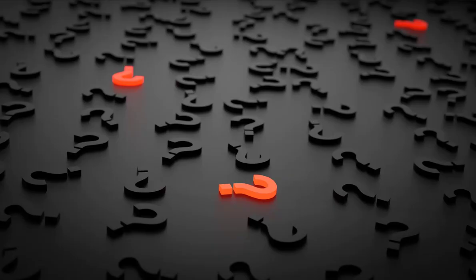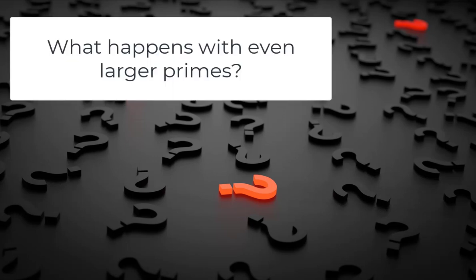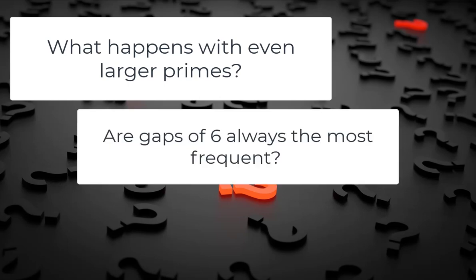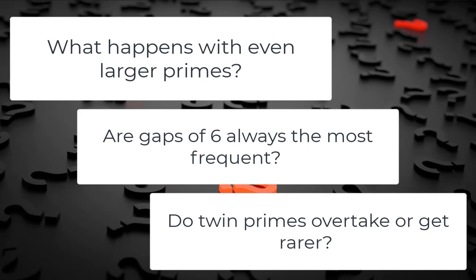There's so much to investigate, even just using the 50 million primes site. What happens with even larger primes? How would you investigate? Are gaps of 6 always the most frequent? Perhaps the relative frequency of twin primes will overtake, or perhaps they'll become progressively rarer.